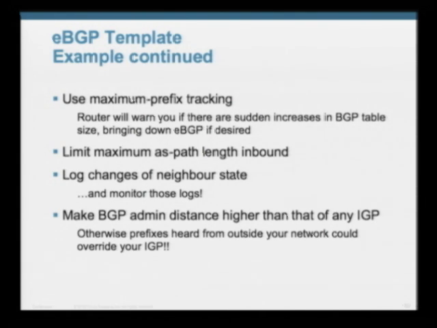Another one that folks don't think of, make the BGP administrative distance higher than that of any IGP. Certainly in Cisco IOS, eBGP admin distance is 20. And there have been a few times I've been involved where somebody has sent a prefix from the backbone, but it's come from another AS in by eBGP, and it's overridden the OSPF. That's not a good situation. Not a good situation at all.